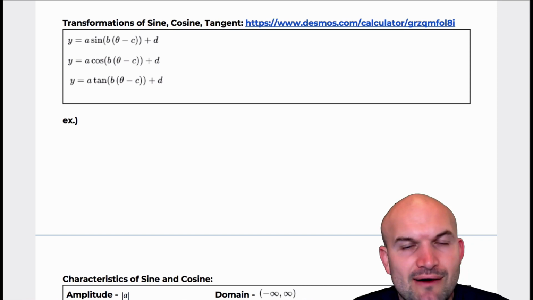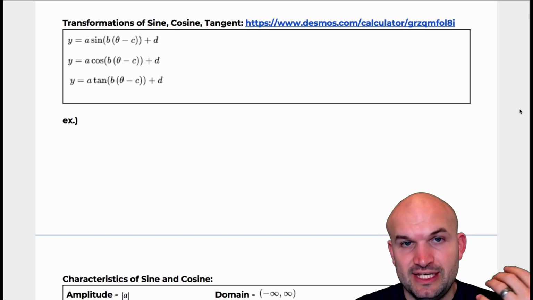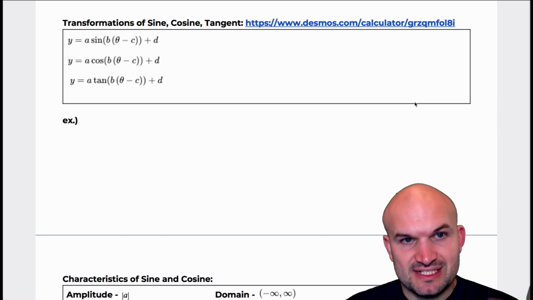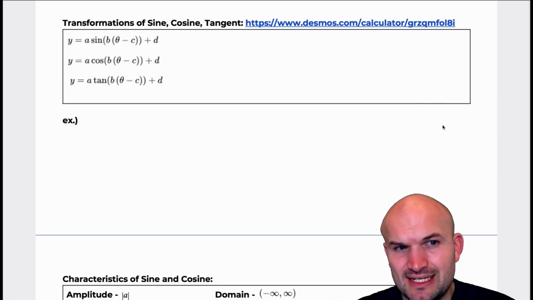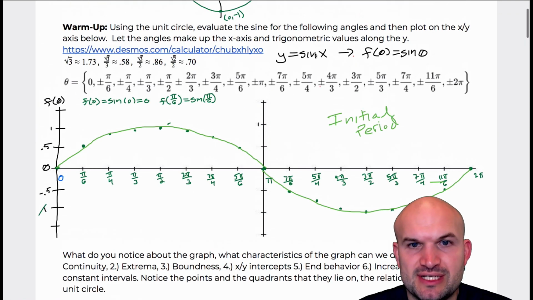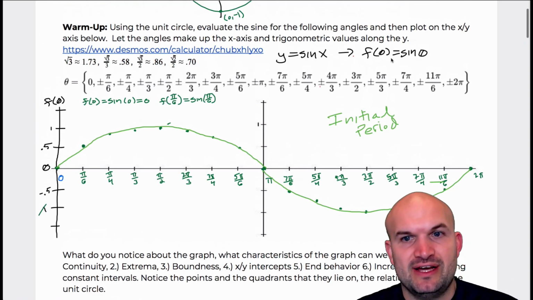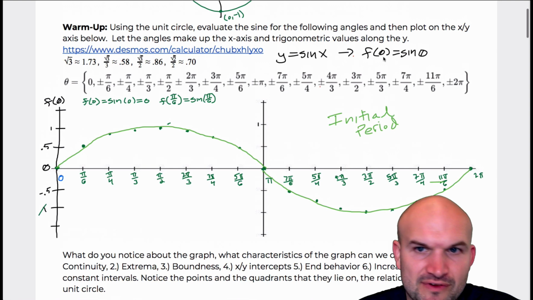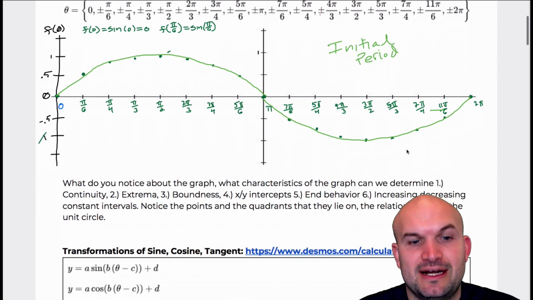All right, so now I want to talk a little bit more about the other trigonometric graphs, the sine, cosine, and tangent, and take a look at what they represent. In the previous warm-up, we looked at y equals sine of x, and we related it to f of theta equals sine of theta.